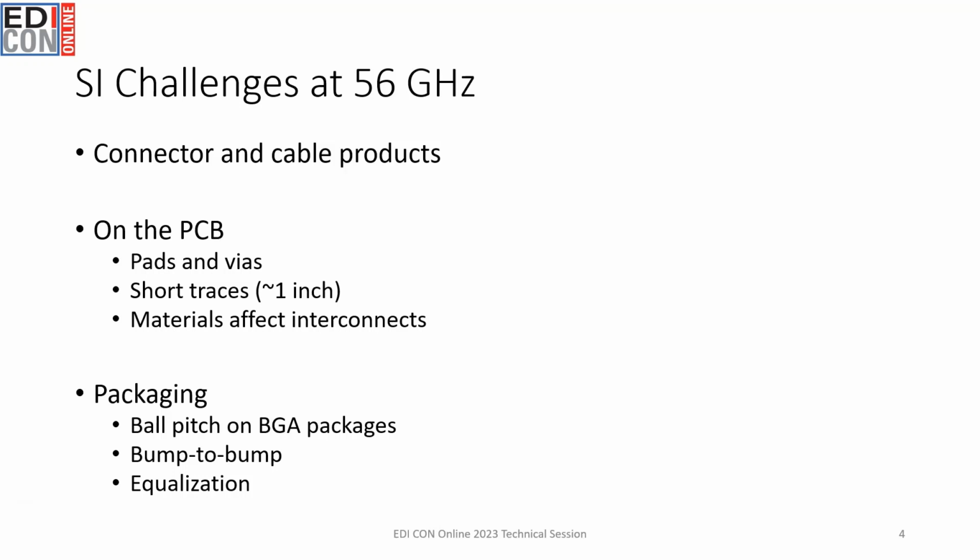So the folks in the packaging world already know this quite well. Then the packaging itself, which is the interface between what is going on the die and then the PCB. The packaging also matters and creates its own set of SI challenges. So one example that I've highlighted here is, of course, ball pitch on BGA packages. There's also the need for bump-to-bump simulation capabilities. And then equalization schemes also are quite important for recovering data from a bit stream.